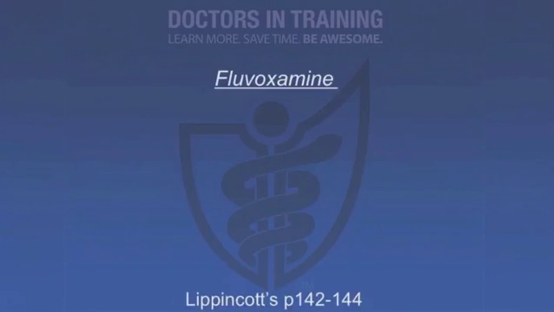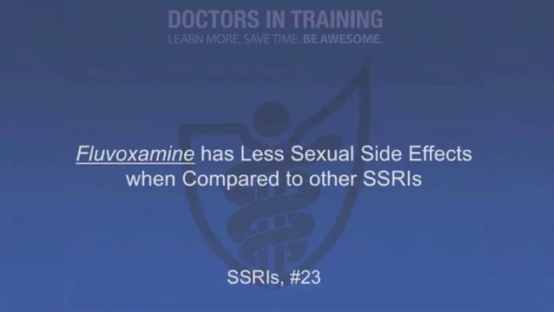Fluvoxamine has the shortest half-life of all the SSRIs. It works on serotonin as well as the alpha-1 receptor, and it has the highest affinity at this alpha-1 receptor than any of the other SSRIs, and it may contribute to its anxiolytic properties. Fluvoxamine has fewer sexual side effects when compared to the other SSRIs. Fluvoxamine is FDA approved for obsessive compulsive disorder. Its extended release form is also used in social anxiety disorder.